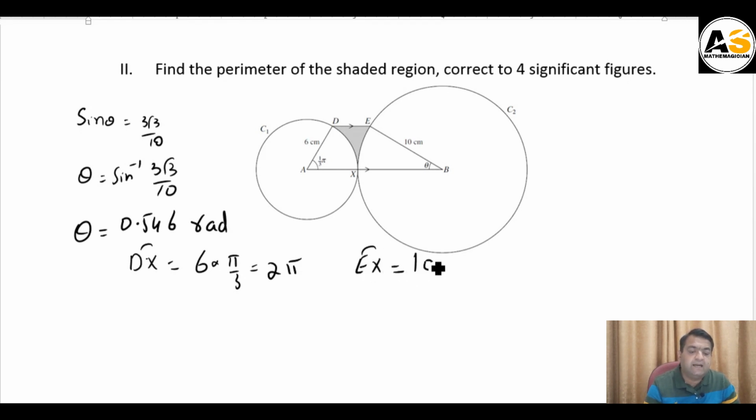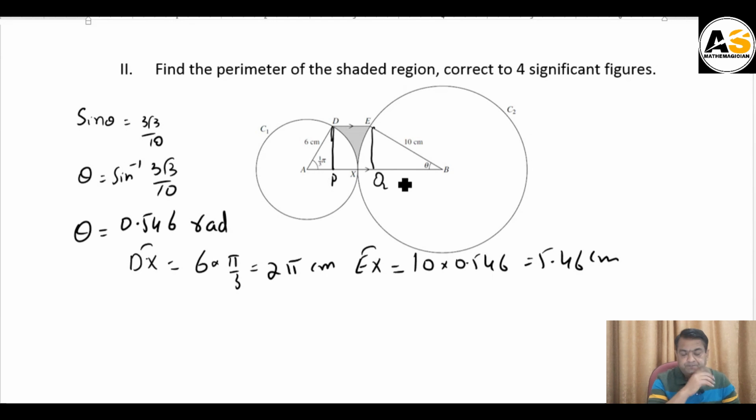And arc length EX is equal to r theta. r is 10 and theta is 0.546, which will be 5.46 centimeter. Up till now, I have calculated this arc length and this arc length. In order to calculate this DE, consider the same shape. This is P, perpendicular from D to AB, and this is Q, perpendicular from E to AB.